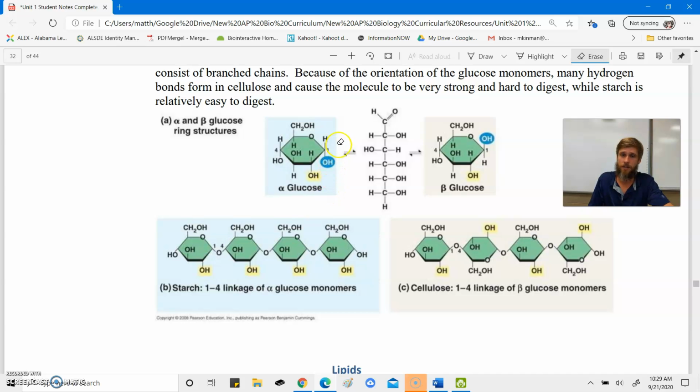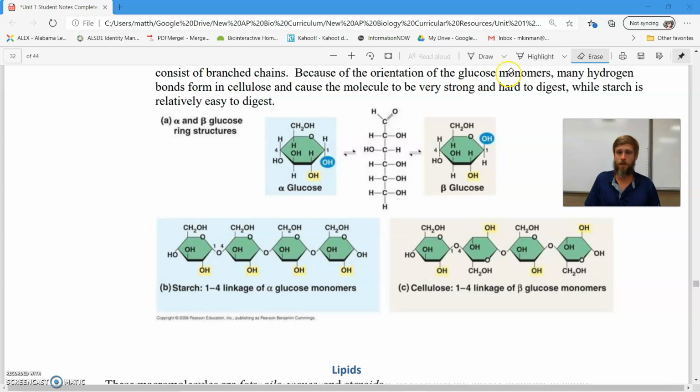The structure is slightly different. Notice the orientation of this hydroxide ion. OH represents hydroxide. So since this hydroxide ion is oriented downward and this hydroxide is oriented upward, well, what does that mean? Structure equals function. So the function of these two molecules will be different just by that slight change.